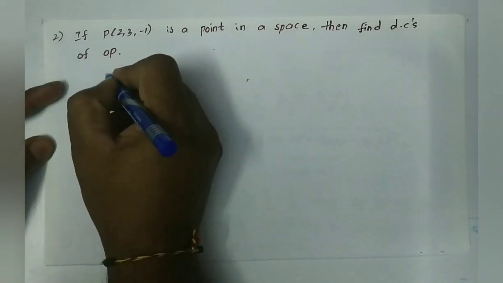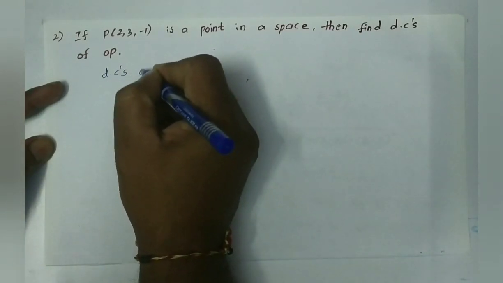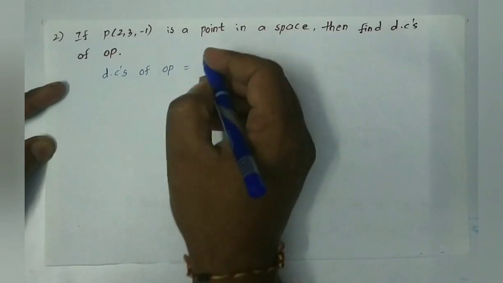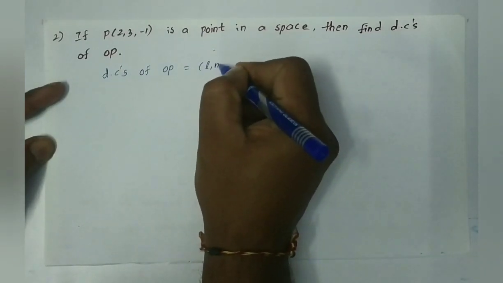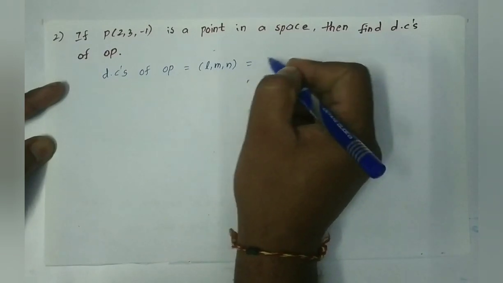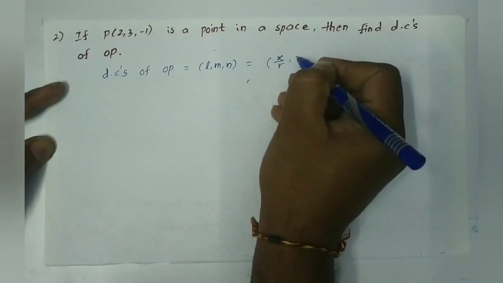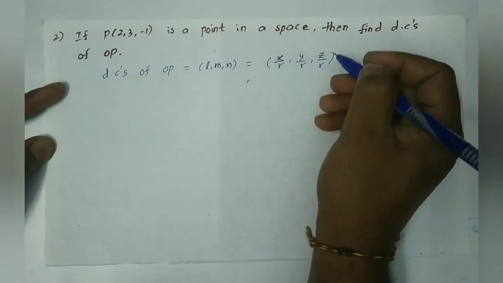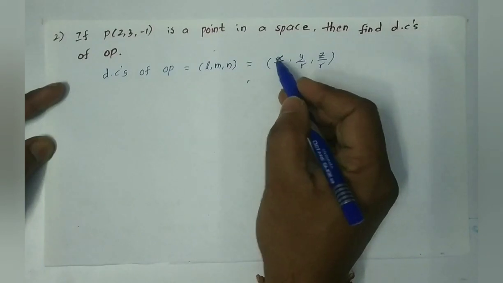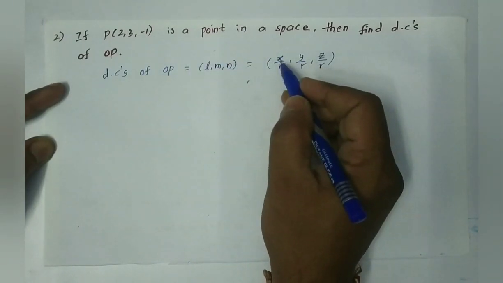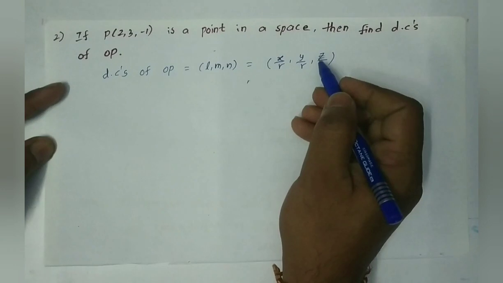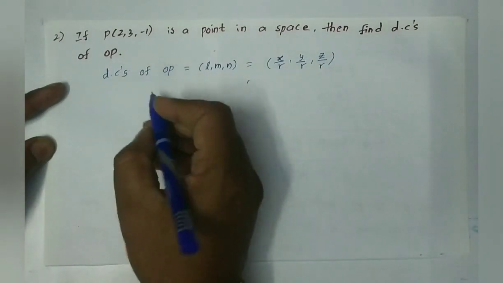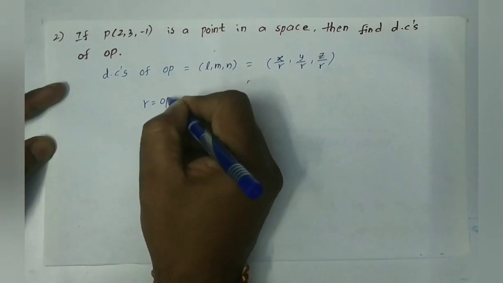Already we know that the direction cosines of OP are nothing but L, M, N. So L is nothing but x by r, M is nothing but y by r, N is nothing but z by r. Here the given point P(2, 3, minus 1) means x is equal to 2, y is equal to 3, z is equal to minus 1. So here we have to find r. r is nothing but the distance between O and P.